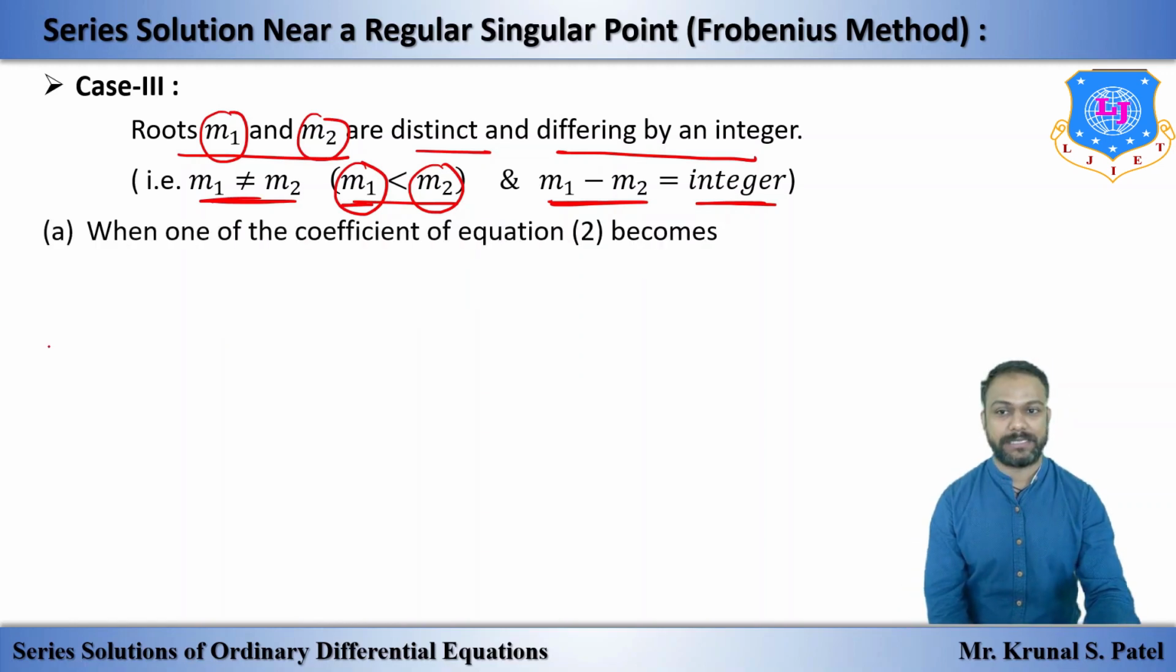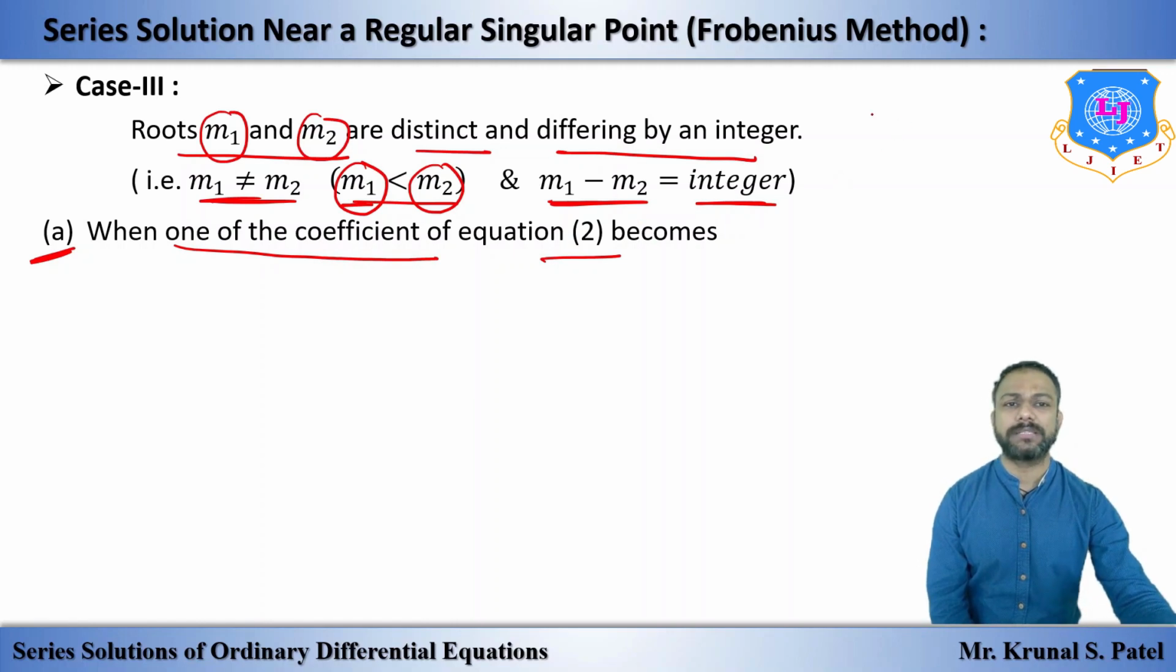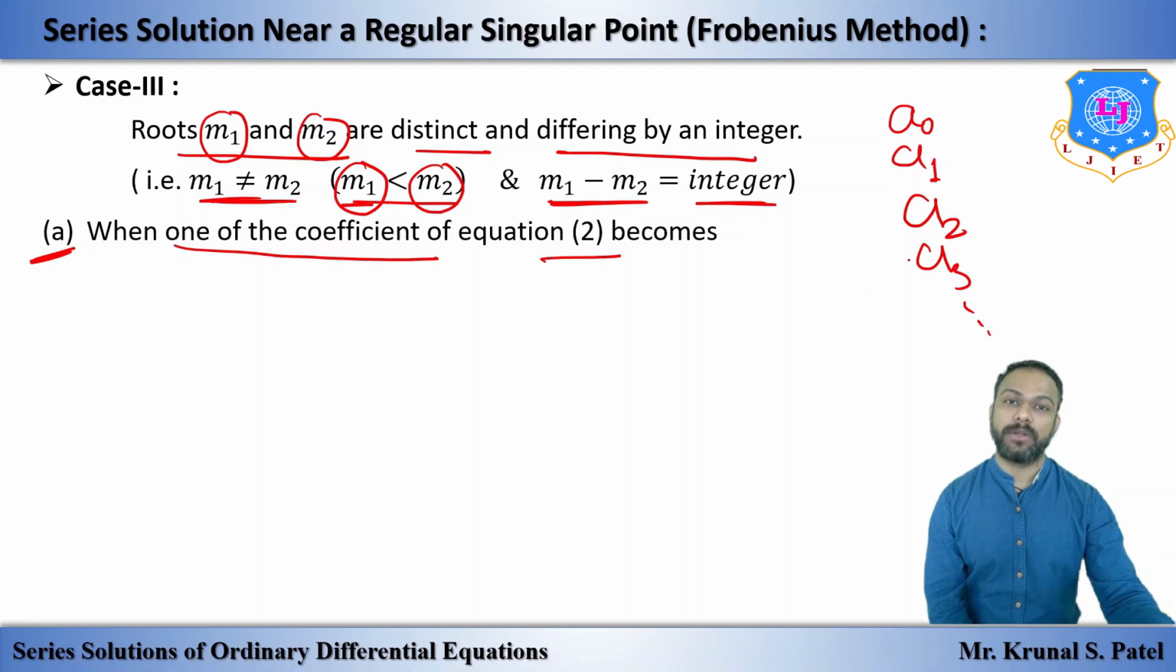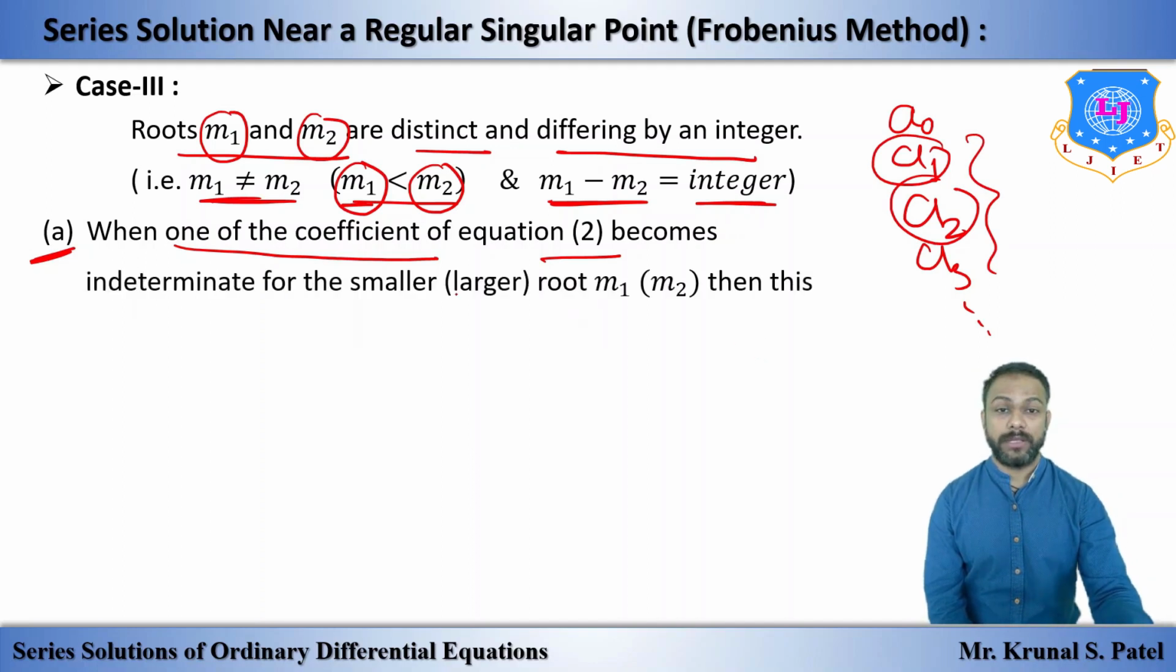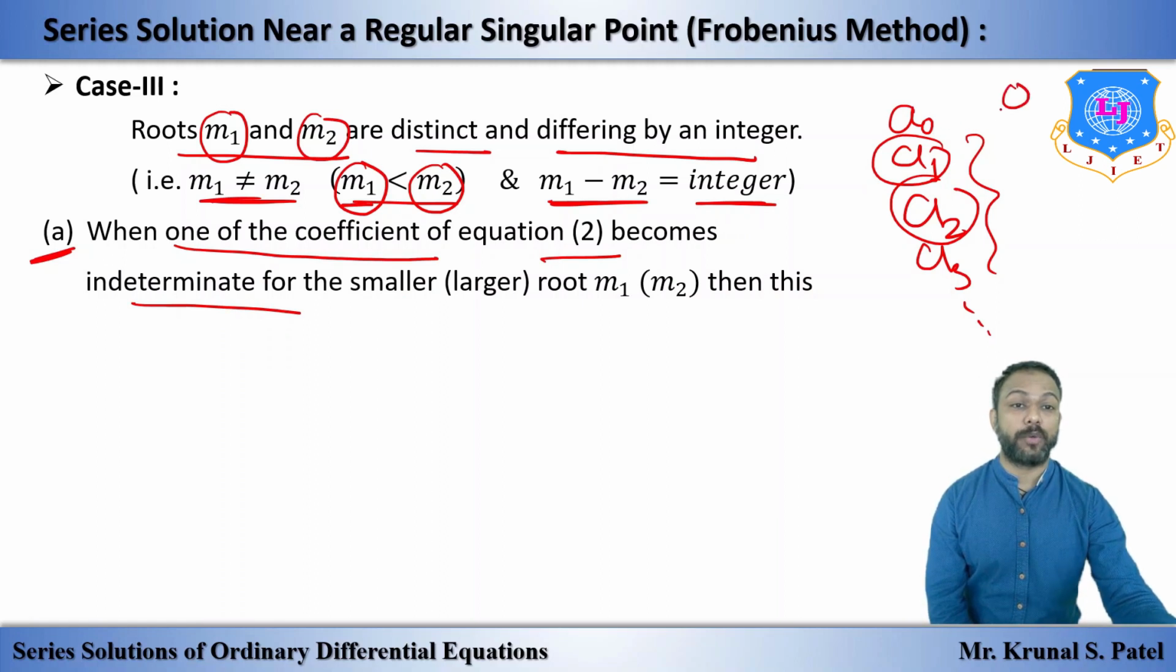That means two cases. In case number 3 we have two cases. Case A, when one of the coefficients of equation 2 becomes indeterminate. That means equation 2 is our trial solution, and in the trial solution we have coefficients a0, a1, a2, a3. These are the coefficients in equation number 2. So if any one of these coefficients, a4, a5, any of them, becomes indeterminate, that means 0 by 0, or infinity by infinity.